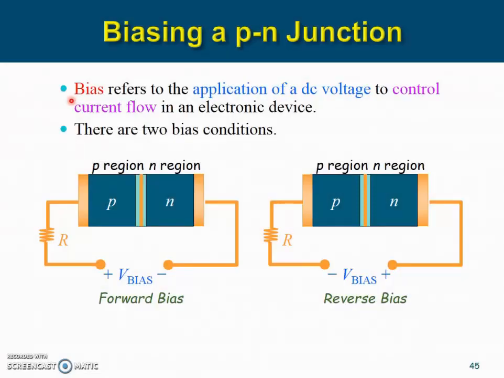What is bias? Bias refers to the application of a DC voltage to control current flow. This is the DC voltage we are talking about. The current flow, of course, is the current flowing through the PN junction. There are two types of biasing condition. One is forward bias, one is reverse bias. For forward bias, we connect the positive terminal of the external supply to the P region and the negative terminal of the supply to the N region. Reverse bias is the reverse: negative to the P region, positive to the N region.